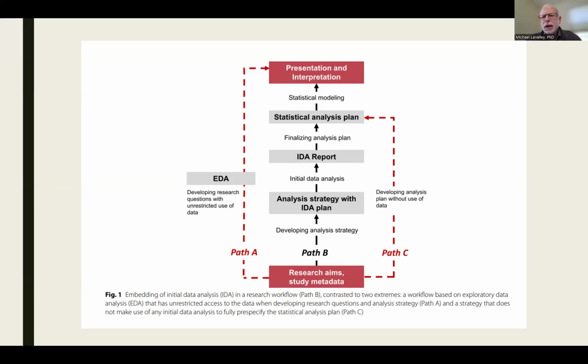Path C is the one on the right, and that's where you're given the research proposal, and then you just straight away implement it, without doing any kind of check on the variables. And then path B, the one in the middle, is the one where you develop the analysis strategy, you do the IDA, you look at the results of that, and then you update the analysis plan. And then you move into the real phase of statistical modeling.